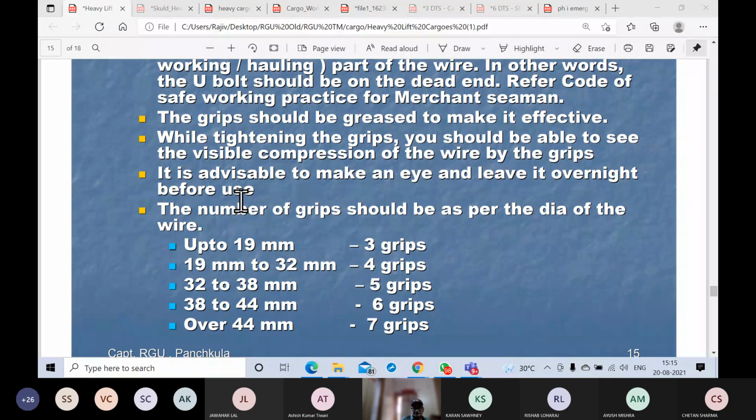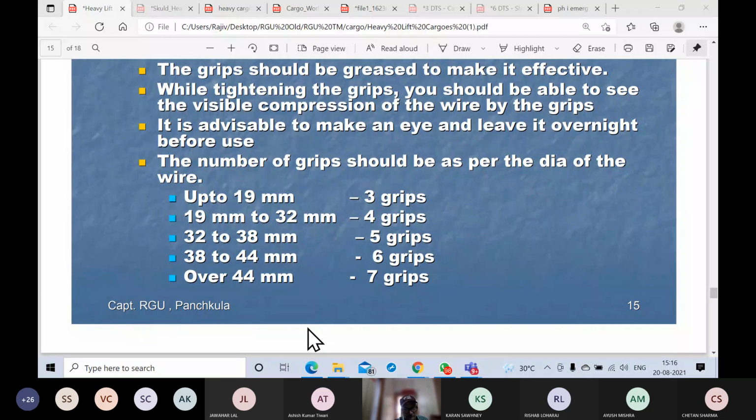Number of grips to be used depends on the diameter of the wire. You can see here: up to 19 mm, 3 grips; 19 mm to 32 mm, 4 grips; 32 to 38, 5 grips; 38 to 44, 6 grips; and over 44 mm, 7 grips and more. This is the number of grips, which is directly proportional to the diameter of the wire.